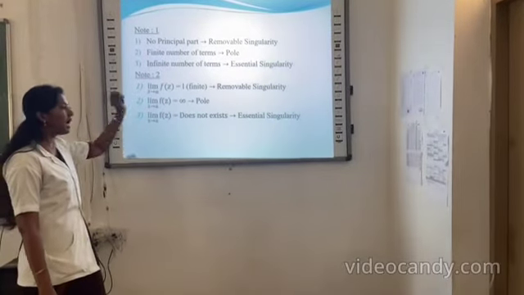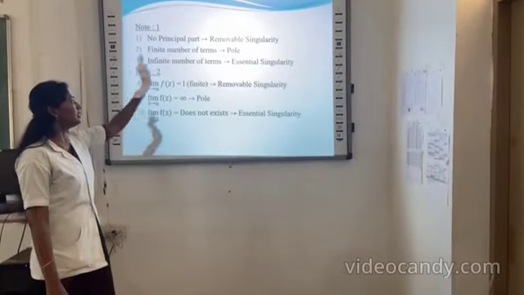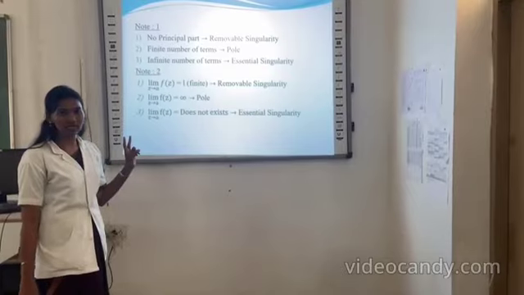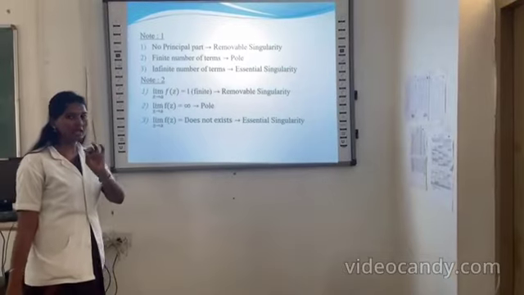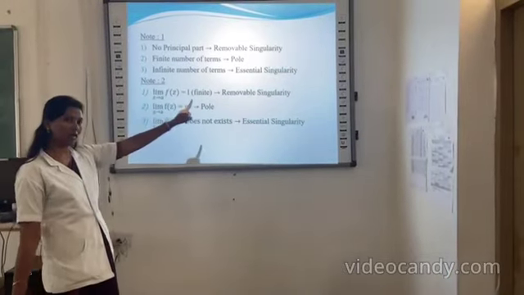What is method number 1? First one: if there is no principal part, that singularity is called a removable singularity. So what is the principal part? It is the negative power. If you don't have a negative power, the singularity is called a removable singularity.